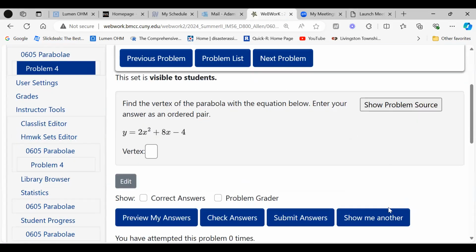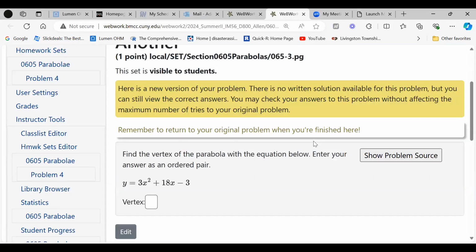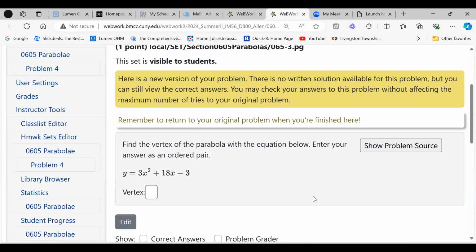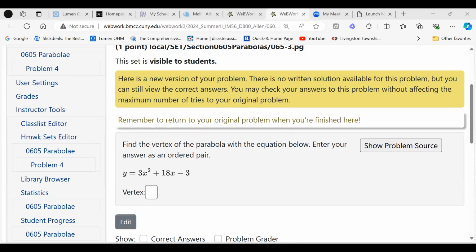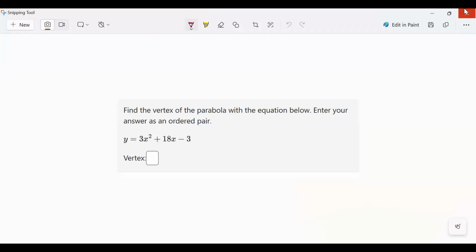Yep. Let's start with one of these, right? Find the vertex for this particular parabola. So let's do a quick review from what we learned yesterday and show you how to work it out here. First of all, when you have a quadratic function like this, the first thing to do is complete the square.